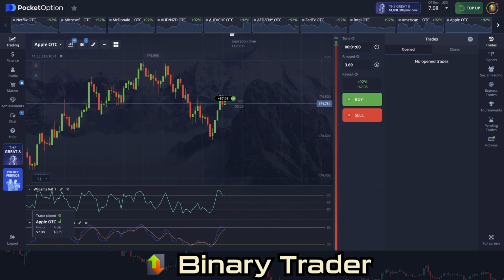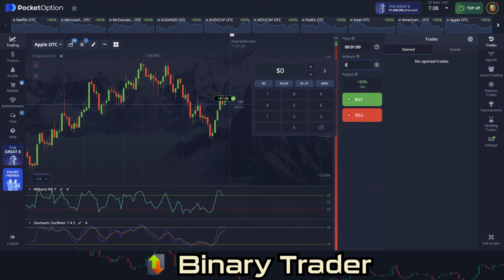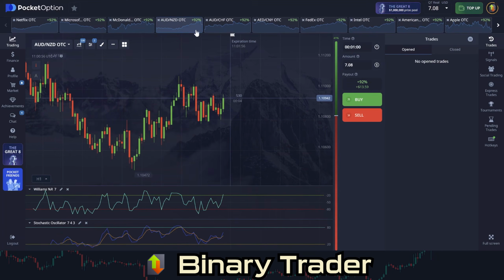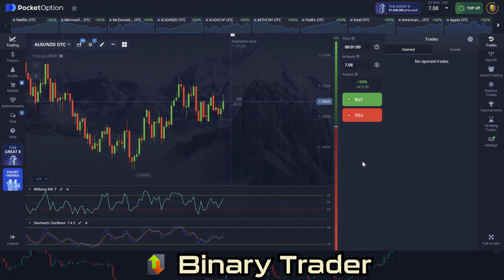Trade one. Look for next. Williams is about to cross up again, blue Stochastic above orange. I'm placing a buy.